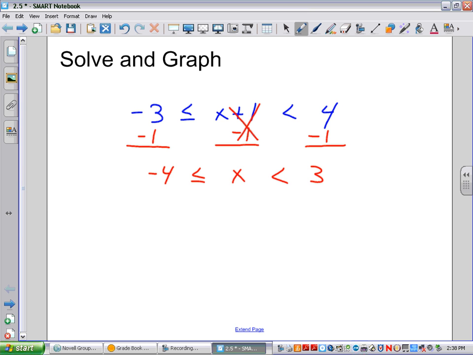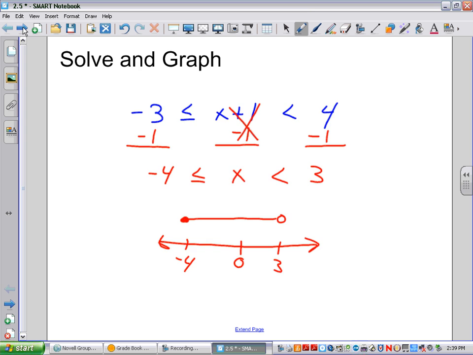Now to graph this, straight line, 2 arrows, 0, negative 4 is there, positive 3 is there. I need a closed circle above the negative 4. However, I need an open circle above the 3. And I just connect the two. So it's kind of like saying between. X is between negative 4 and 3.